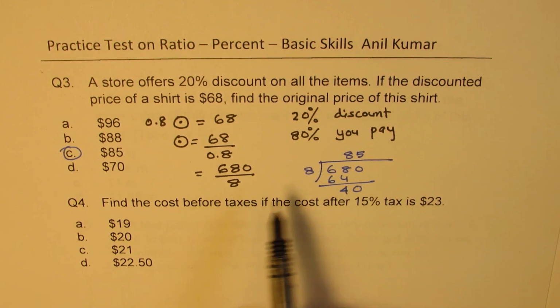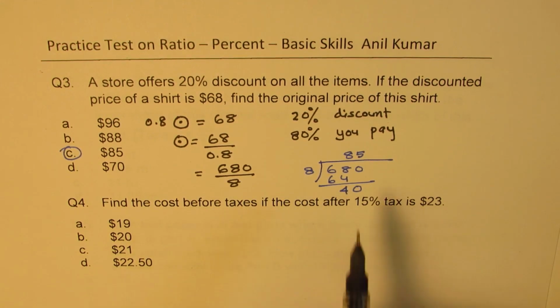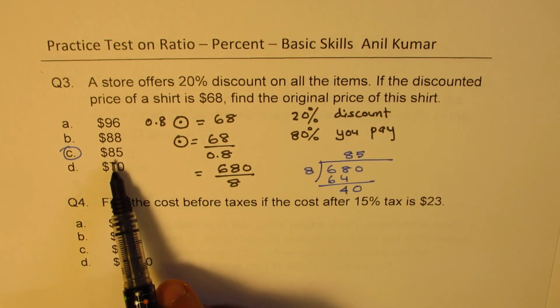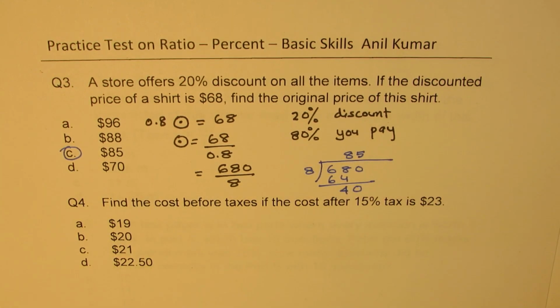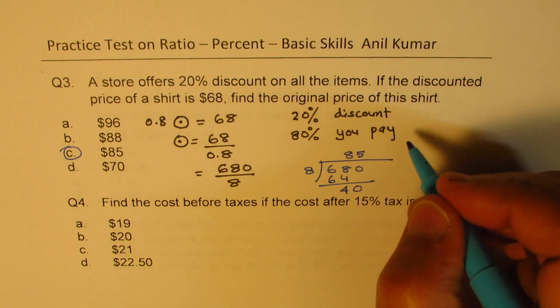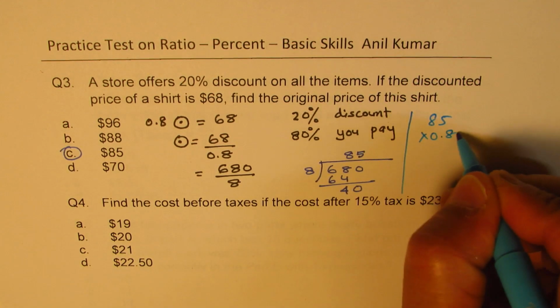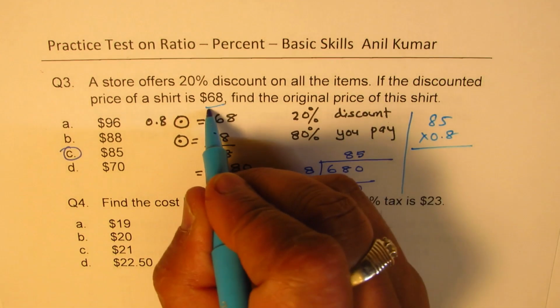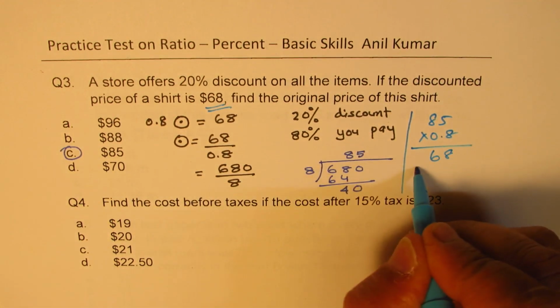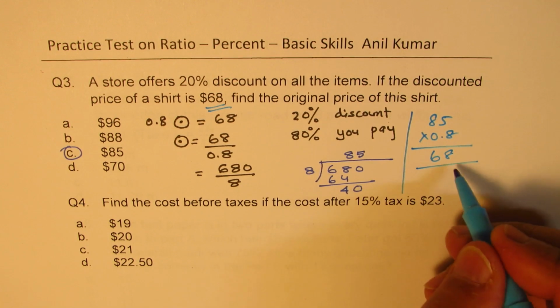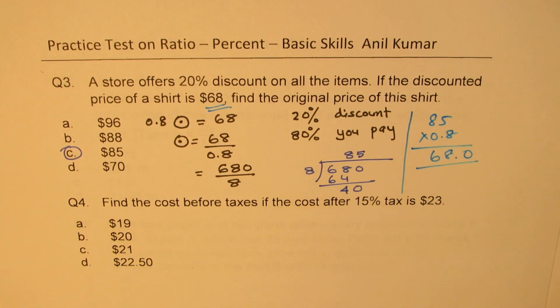You can also check your answer. You already have the result 85. On the side, you can figure out what 85 times 0.8 is. You should get 68, right? That is what is expected. So you get 68.0 in this case.